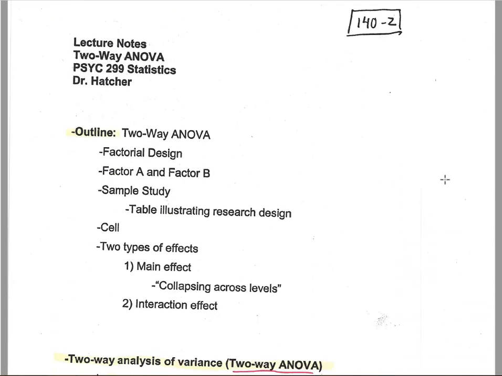Here's the outline of what I plan to cover. 2A Anova. We'll talk about what is factorial design. We're going to see this expansion of the ideas that you learned about when we talked about one-way Anova. We'll talk about factor A and factor B, give you a fictitious illustrative investigation, go over some of the terminology in two-way Anova, what is a cell, and importantly, most of this lecture I'll be talking about the two kinds of effects that are possible when you do two-way Anova. What is a main effect and what is an interaction effect.